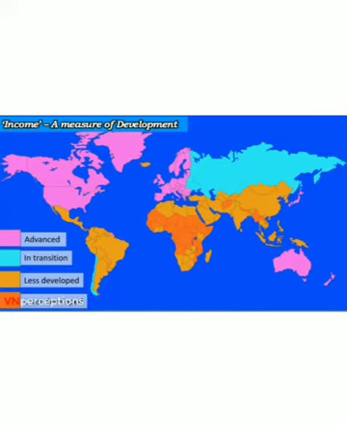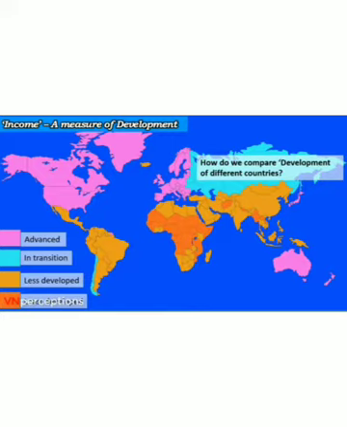Now, how do we compare development of different countries? In this map, we have seen different colors. Orange color is for the least developed. Light blue color is in transition because they are moving from less to advanced. The yellow one is less developed countries. India comes under these less developed countries.